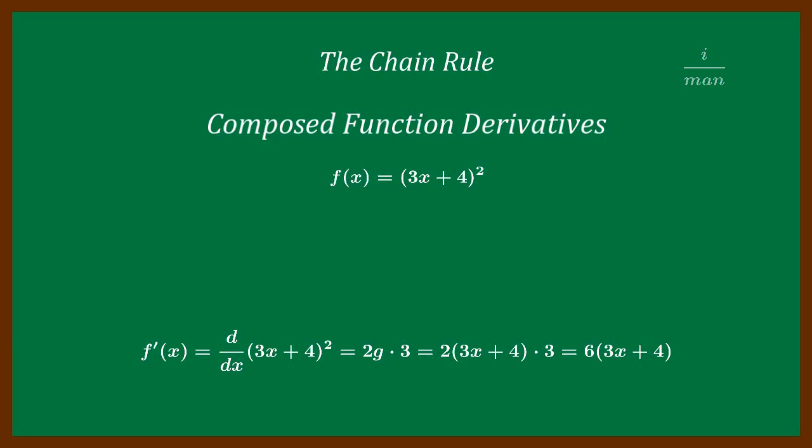To prove that we get the same answer, we'll go ahead and multiply it out and take the derivative. Multiplying it out, we get f of x equals 9x squared plus 24x plus 16. If we take the derivative of that, we get 18x plus 24. Factoring out a 6, we get 6 times 3x plus 4, giving us the same answer as we got from the chain rule.